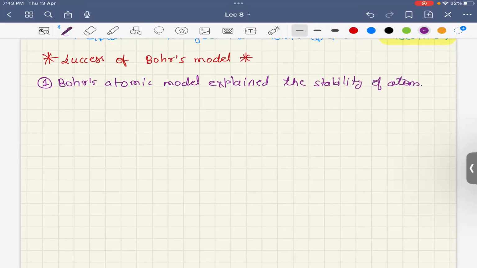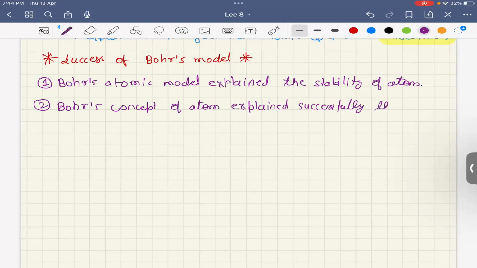According to the Bohr model, an electron revolving in a particular orbit cannot lose energy. Therefore, the emission of radiation is not possible as long as the electron remains in one of its energy levels, and hence there is no cause of instability in his model. The second one is that Bohr's concept of atom explained successfully the atomic spectrum of the hydrogen atom.